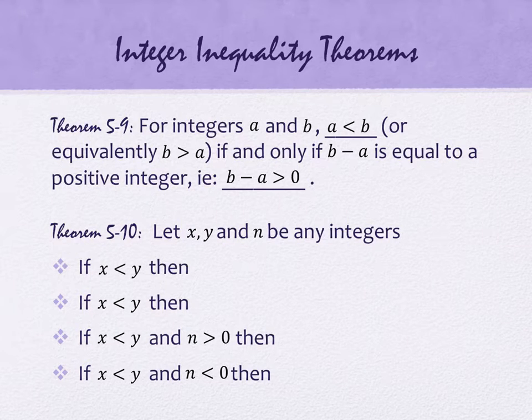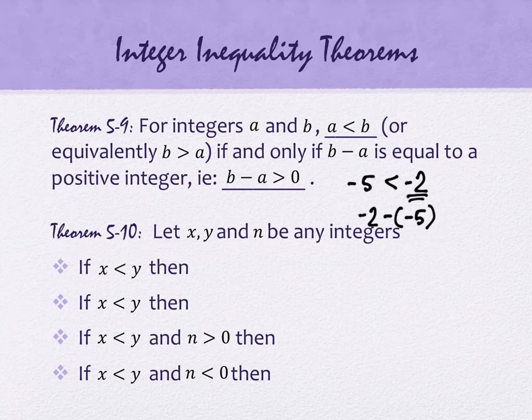So I'll use the same example I did before. We'll see if I can get it written down properly this time. -5 is less than -2. Everybody agrees with that, right? What that means is I have to be able to take the larger number, that's my -2, and subtract off my smaller number, that's -5. So -2 minus -5. And this value will be positive when I'm done.